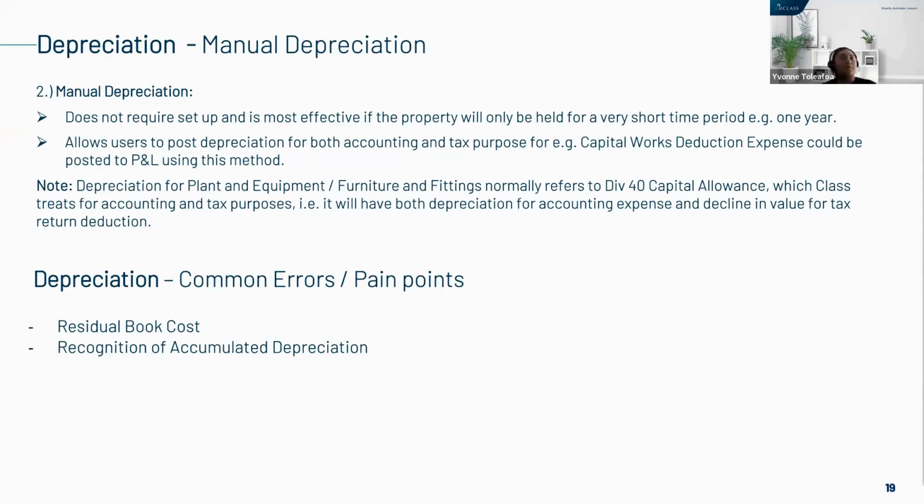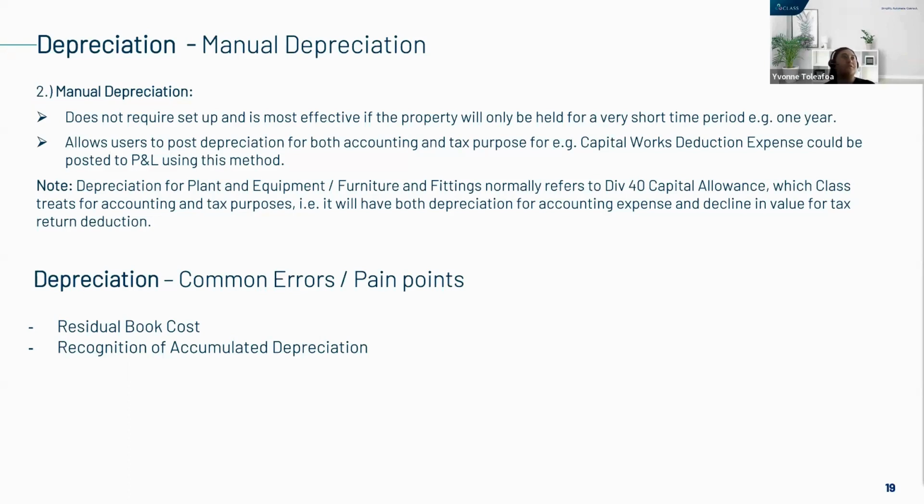You can post the CWD transactions with manual depreciation to your P&L. So a lot of the confusion comes from the fact that when you're processing manual depreciation, people will see the CWD on their P&L, but then if they're using a depreciation worksheet, they won't see it there. So it does work for manual depreciation.